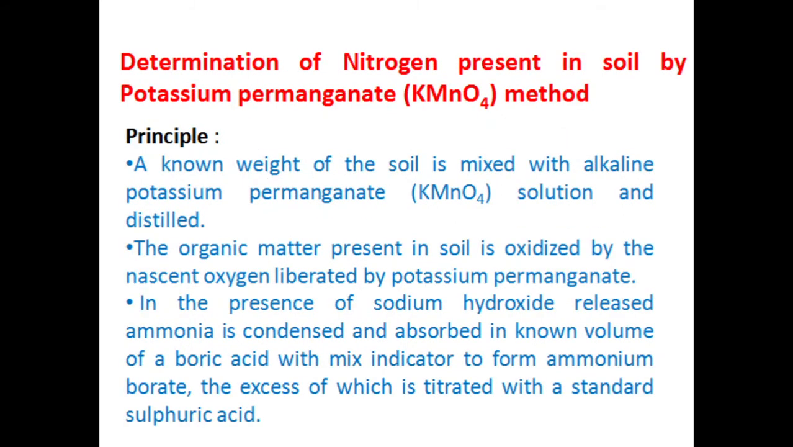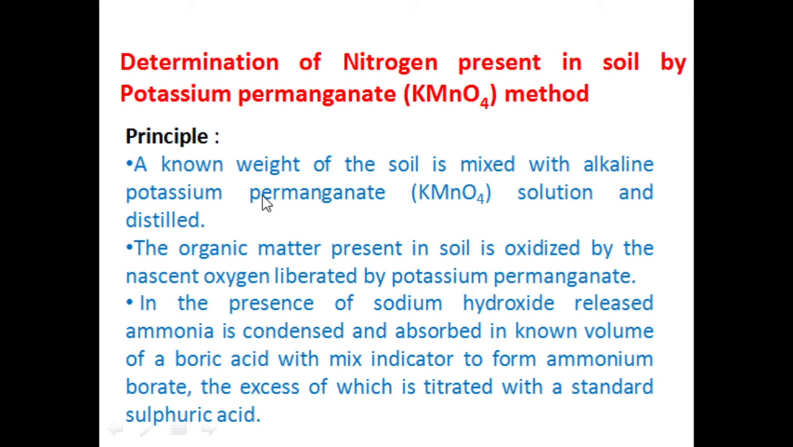Now we'll see how the nitrogen present in the soil is determined by one of the methods, also called Zeldov's method or the potassium permanganate method. This is the organic nitrogen present. The nitrogen in the soil is usually present as organic matter. So how can the organic nitrogen in the soil be measured?